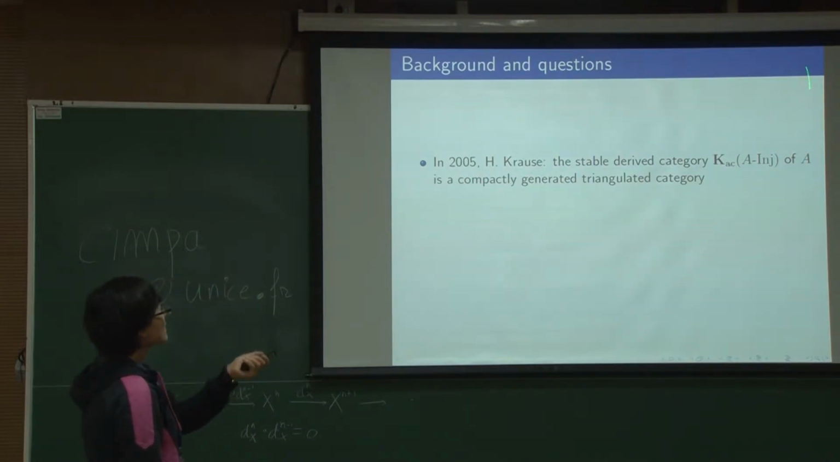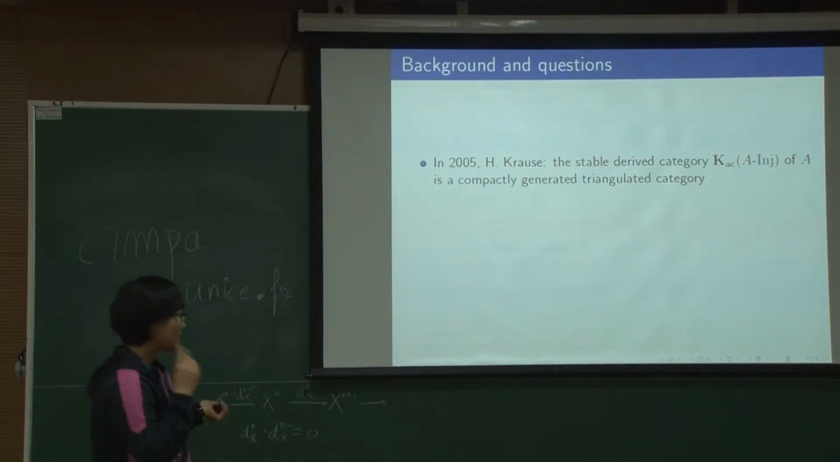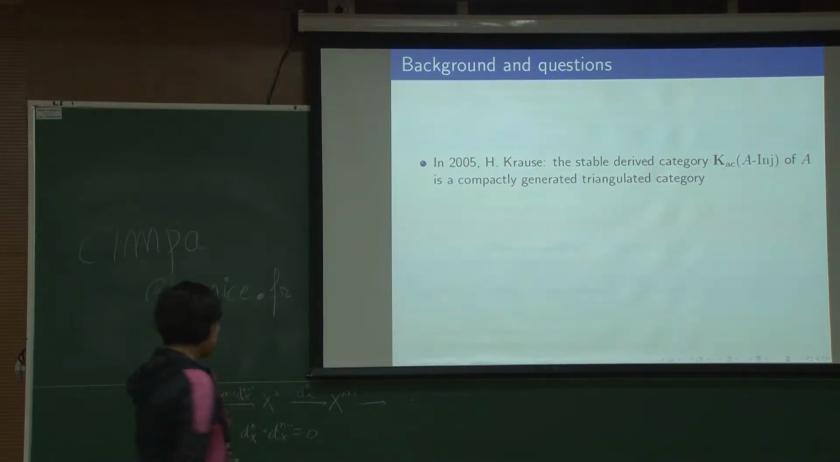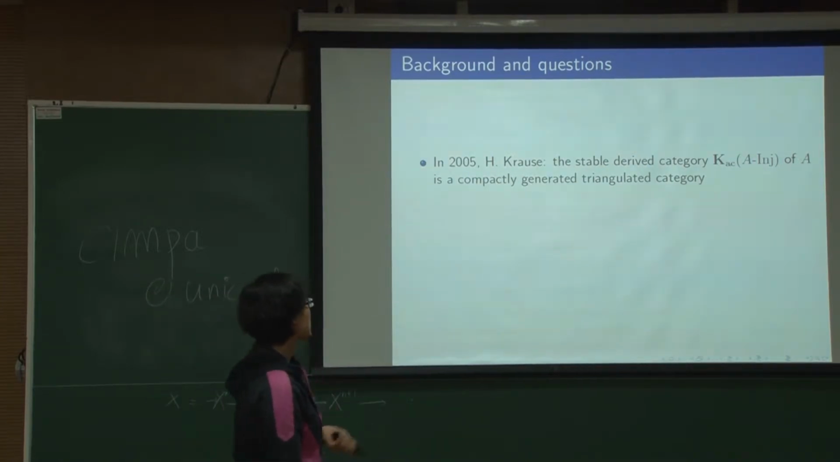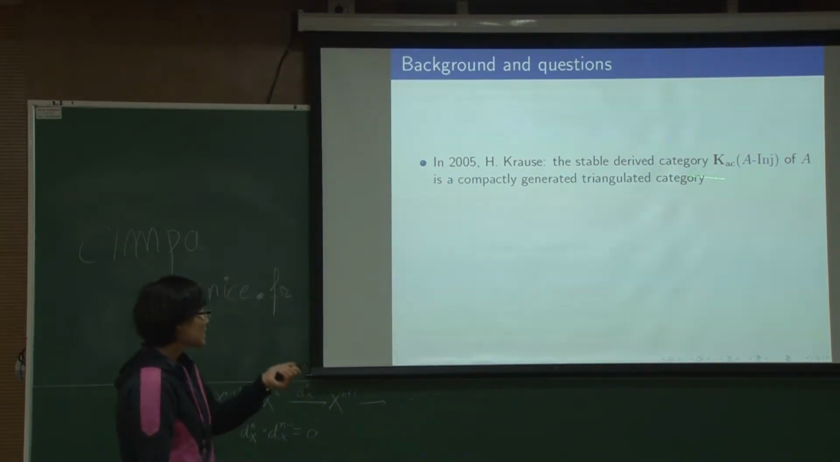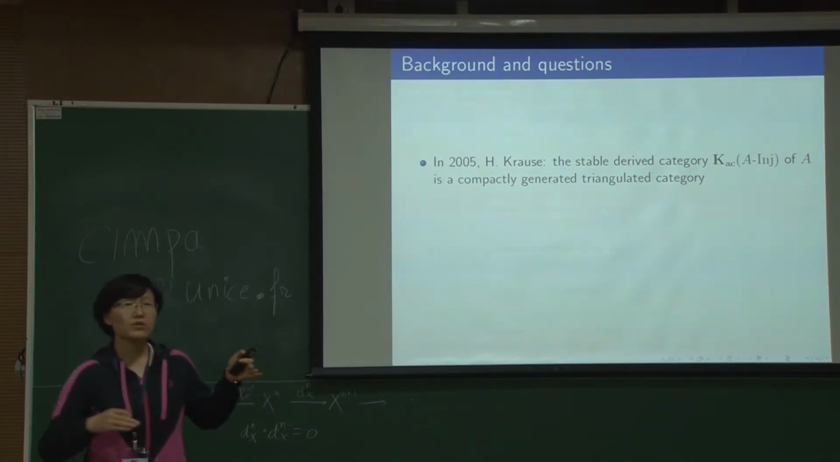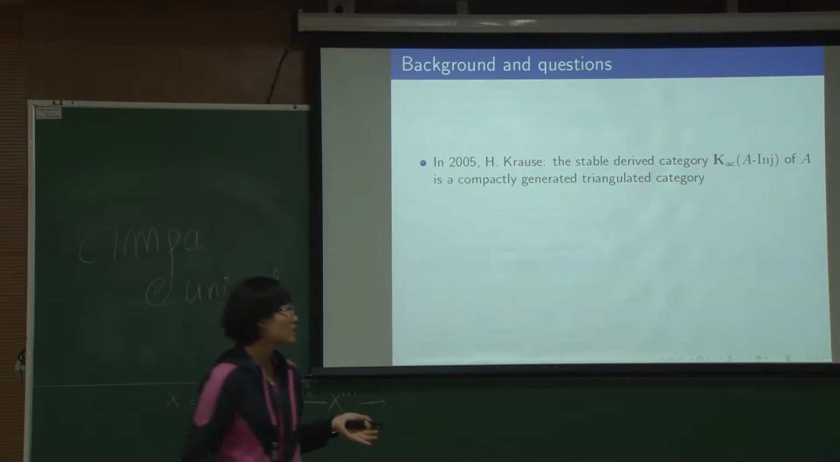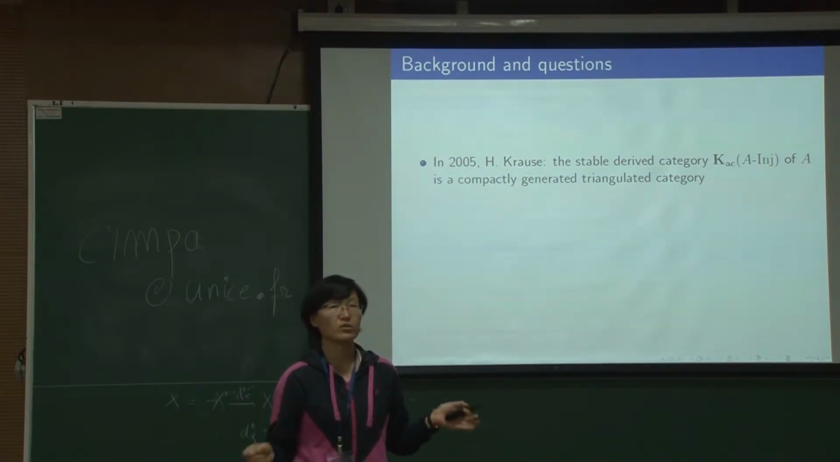So this category contains acyclic complexes of injective A-modules. That means each component here is an injective A-module, and it's acyclic. We will give the details for an acyclic complex. This category here is a triangulated category. That means it is an additive category, it has a shift functor, and it has distinguished triangles.